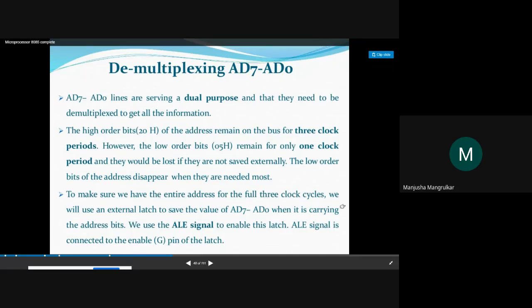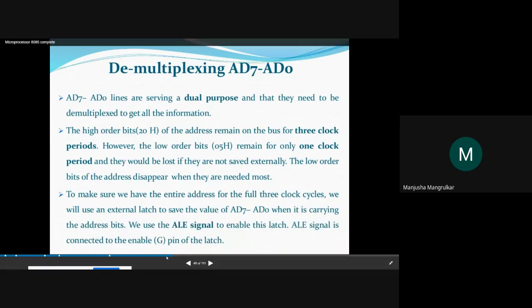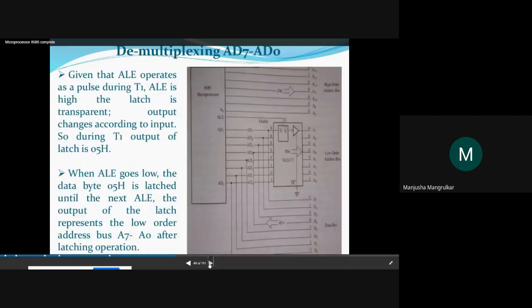The lower address bits disappear when they are needed most, right? To make sure we have the address for the full 3 clock pulses, we use an external latch to save the value of AD0 to AD7 when it carries the address bits. We use the ALE signal to enable this latch. ALE is connected to the enable pin to latch the signal. So A0 to A7 will be stored in that latch and remain for 3 clock pulses, so you are not going to lose your address data, right?